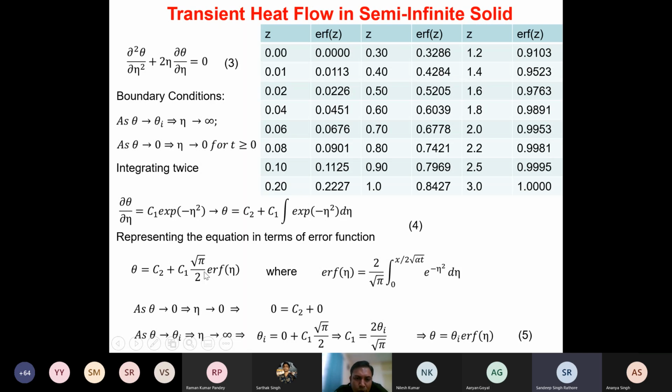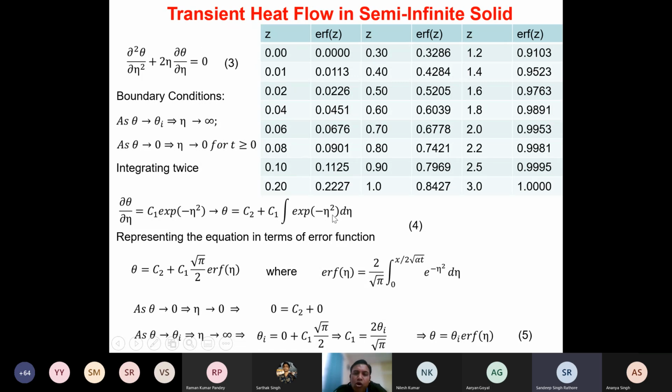And now this value of the error function of eta is calculated numerically. So the value of the error function for any variable z is given in a tabulated form here. You first calculate eta, and for the given value of eta, the numerical value of the error function is tabulated here. This error function varies between 0 to 1. Is it clear?